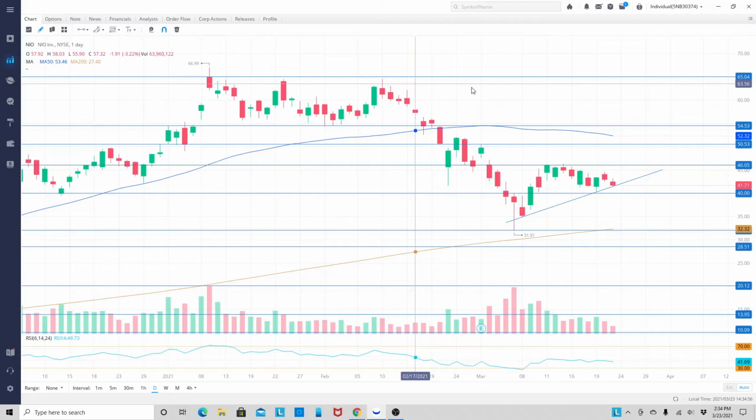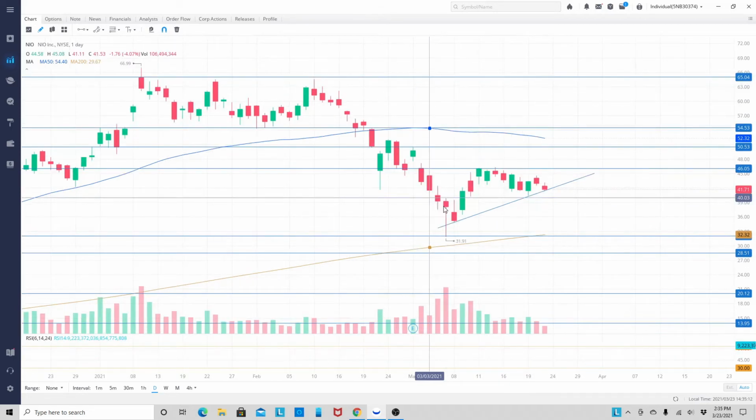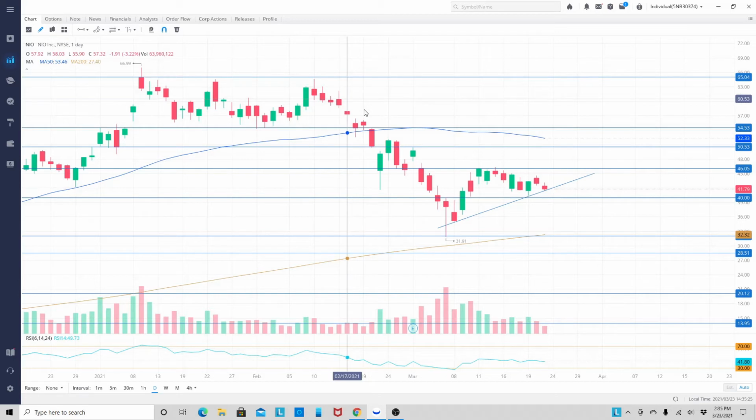A lot of people were just selling and getting out while it was going down, and it finally bottomed out right here at $31.91, and now it's in the recovery. So what happened? We lost our $54.53 support. It kept going down. We lost our $50.53 support, and it kept going down.